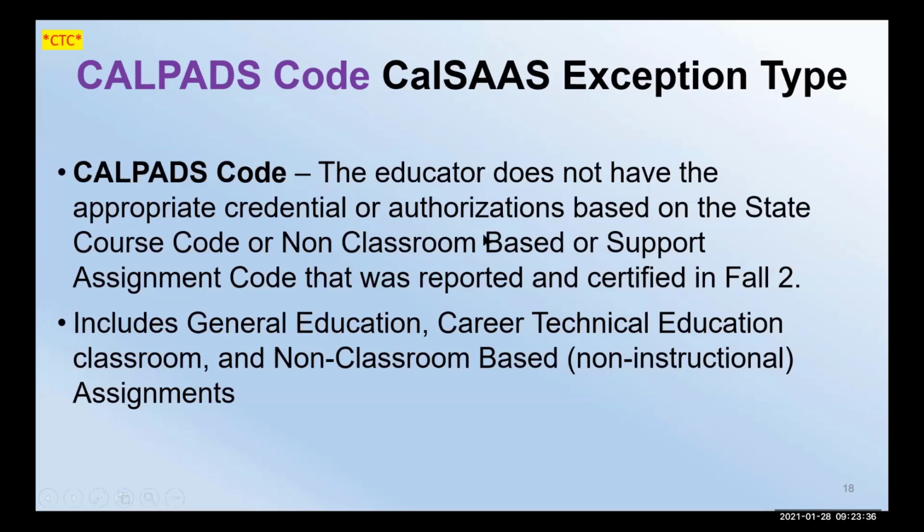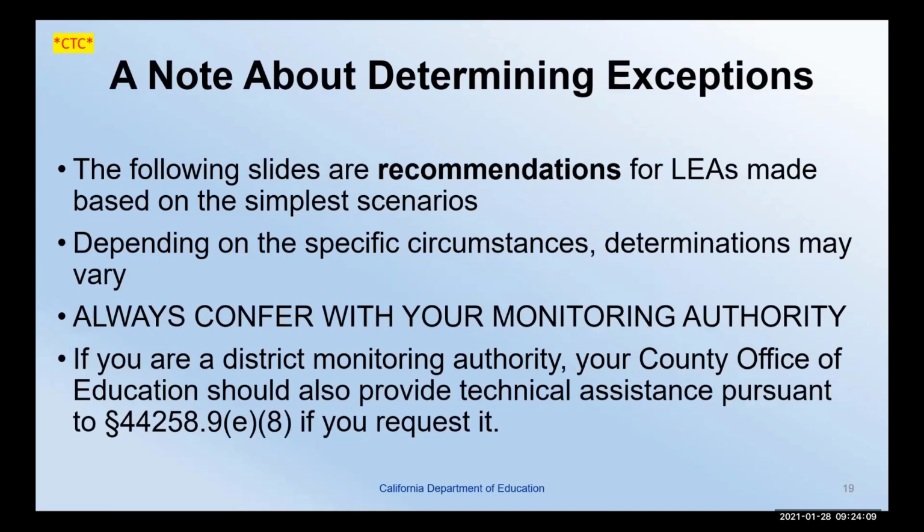So now we're going to go over the different exception types, starting with the CalPADS codes exception. And that was the example in that last slide. CalPADS codes exceptions occur when the educator does not have the appropriate authorization based on the state course code or non-classroom based or support assignment code. This can include general education assignments, career technical education assignments, and also those non-classroom based assignments, such as those pupil personnel services credentials.